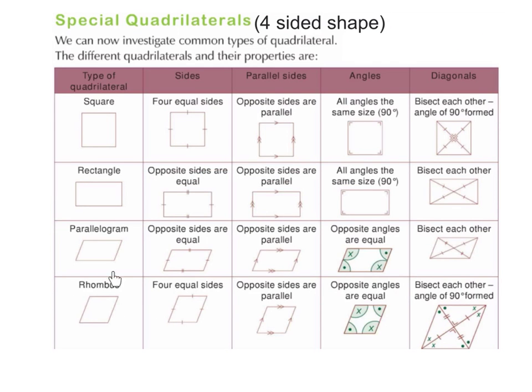And finally, we have a rhombus. So it has 4 equal sides. It's a parallelogram, but all the sides are the same. So this length is the same as this length, is the same as this length, is the same as this length. So if that's 10 centimeters, that's 10 centimeters, that's 10 centimeters, and that's 10 centimeters.